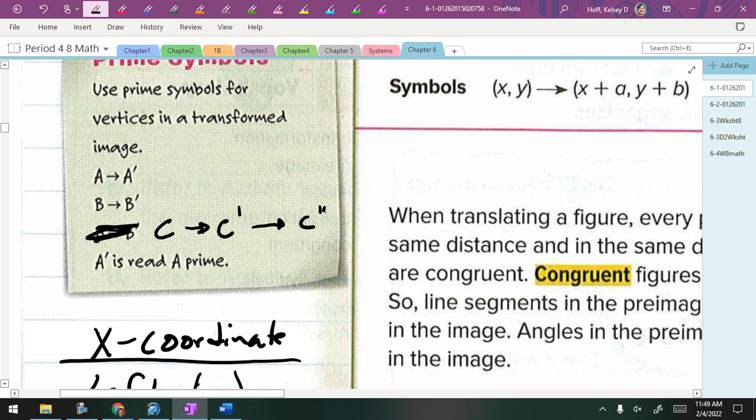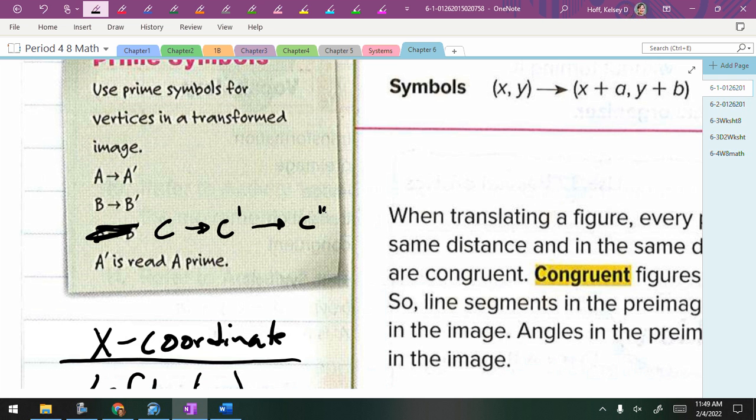If they're the original, it'll be A, B, C, or M, N, P, whatever letters they give you. After you move it, you'll want each letter to have a tick mark. If I walk up to any of your books, I should be able to go like, oh, this is the original. This is after you moved it. Here's the pre-image. Here's the image.